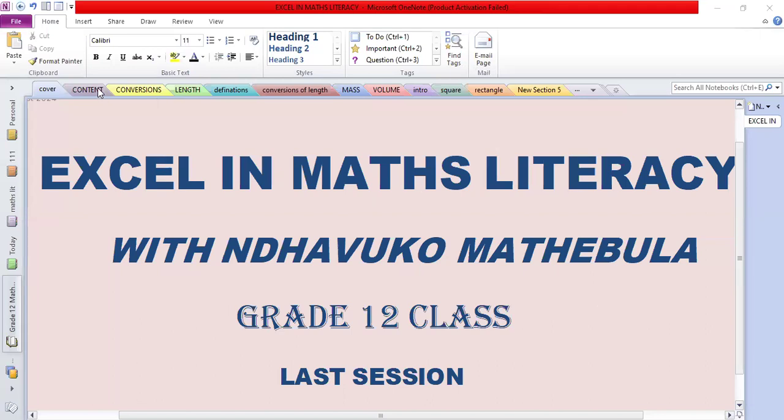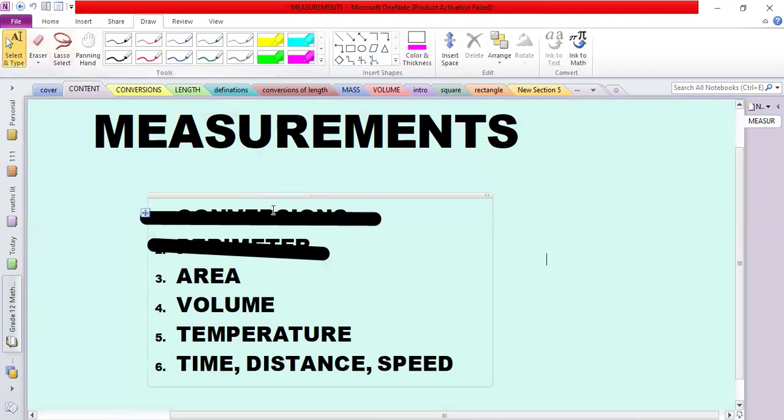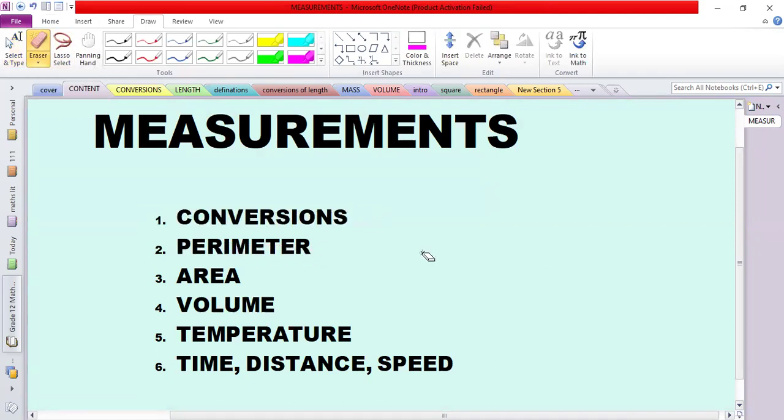I am not going to do a recap like I did that time. I'm just going to show the new learners who are joining us what we did, but I'm not going to teach it again because we have already done a lot about it and it has wasted much of our time. Today we discussed measurement and conversion, perimeter, area. Now we are about to continue and we're going to be discussing volume. Temperature and time, distance and speed, we'll discuss tomorrow. Today we'll stop on volume. This session is for volume.